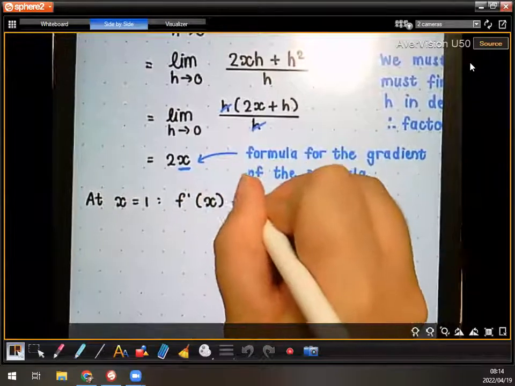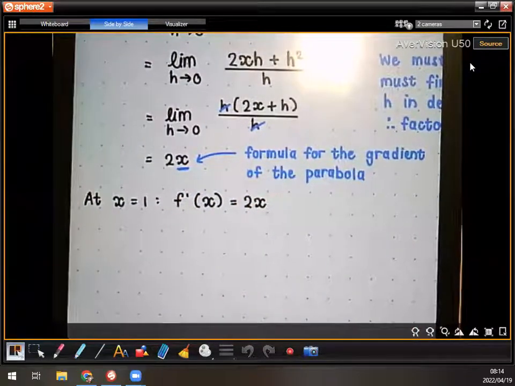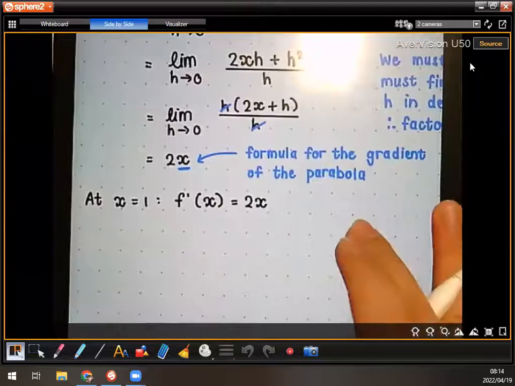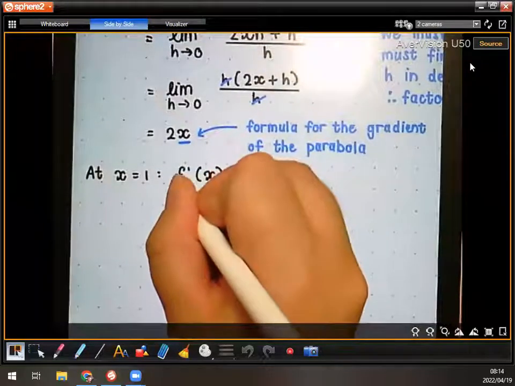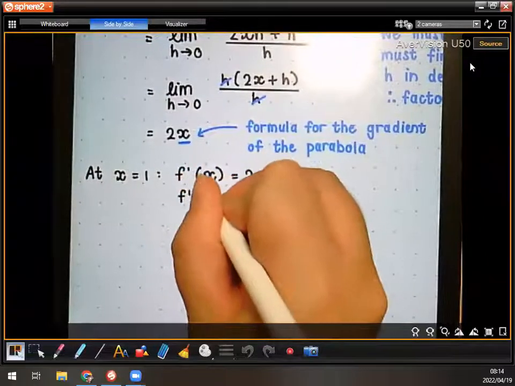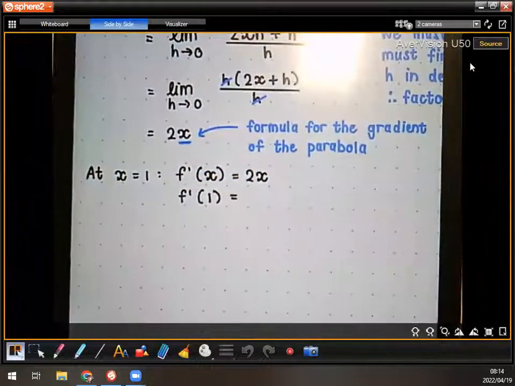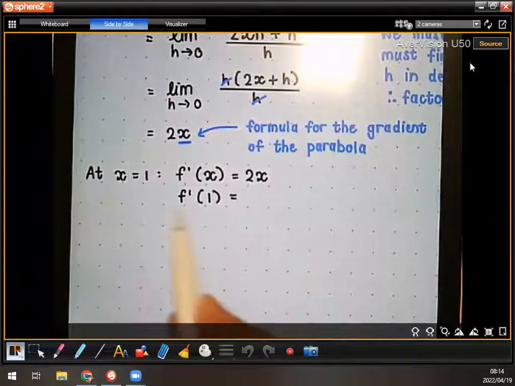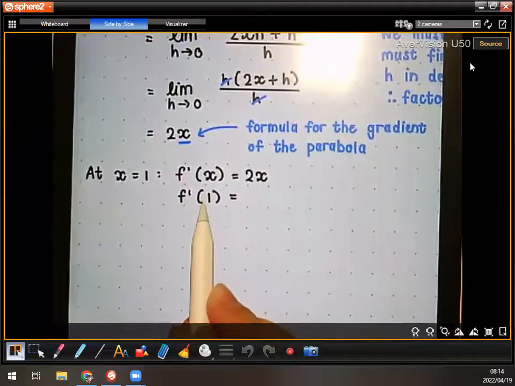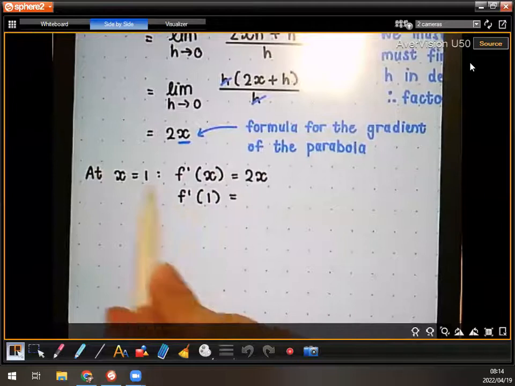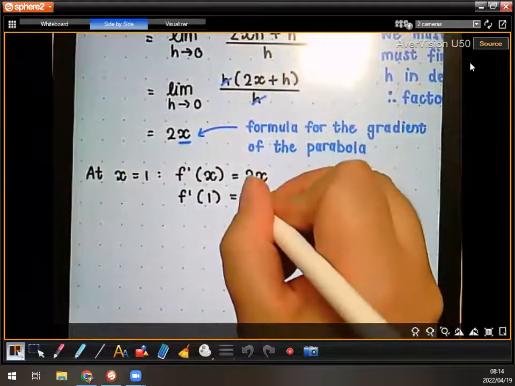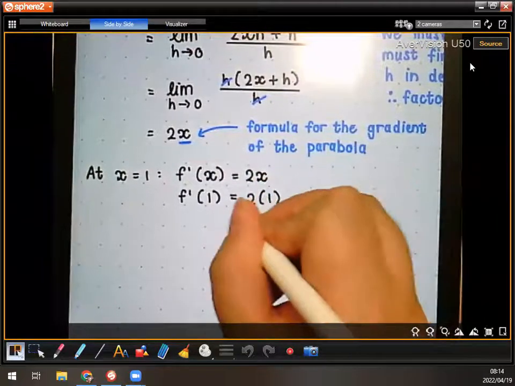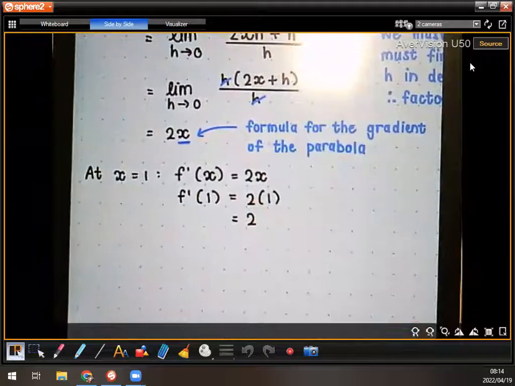I'm just rewriting the formula. The derivative is 2x, we don't really have to do that, but just so that we know exactly what we're working with. If we're doing it at x equals 1, do you agree that I can write it like this? The derivative at x equals 1. We haven't really worked with function notation a lot, but it is going to come in more now, so I want us to get used to working with it. So it's going to be 2 times 1, which is just 2.